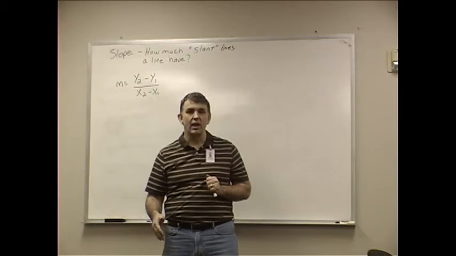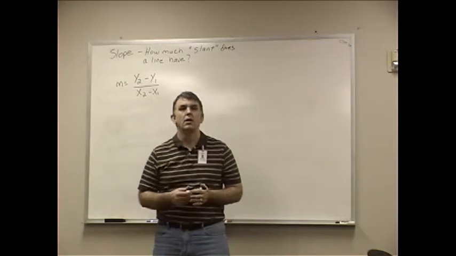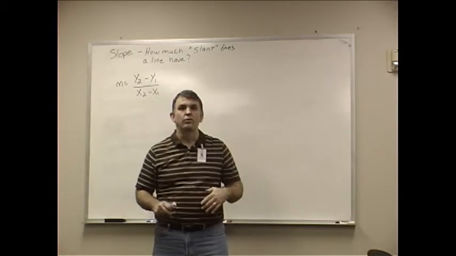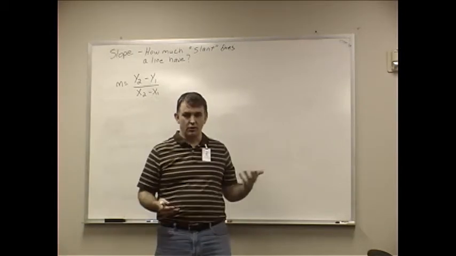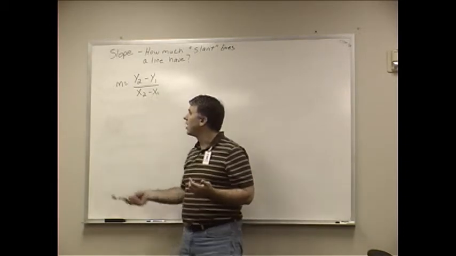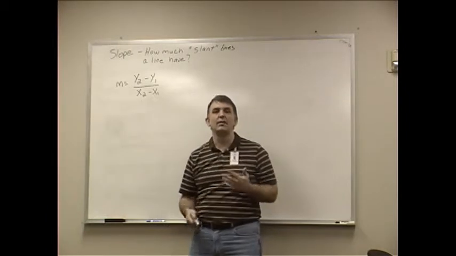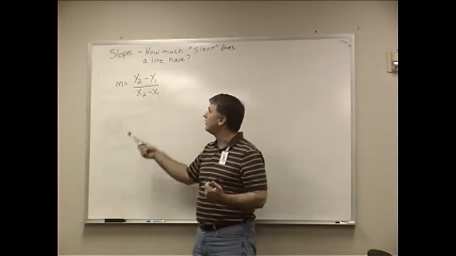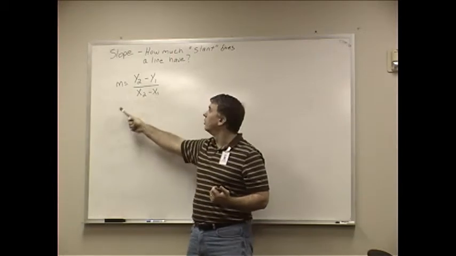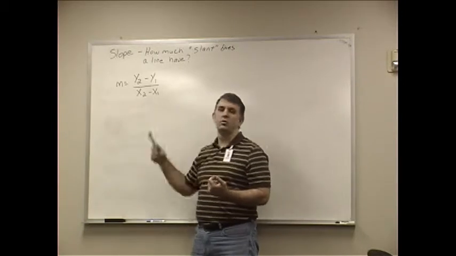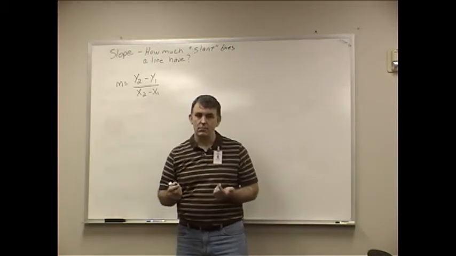However, if you're going skiing, depending on your ability, you may want a smaller slope or a greater slope, depending on how fast you can handle going down the hill. So mathematicians have come up with a way to calculate the amount of slant. And when given 2 points, they use the formula m equals y2 minus y1 over x2 minus x1.